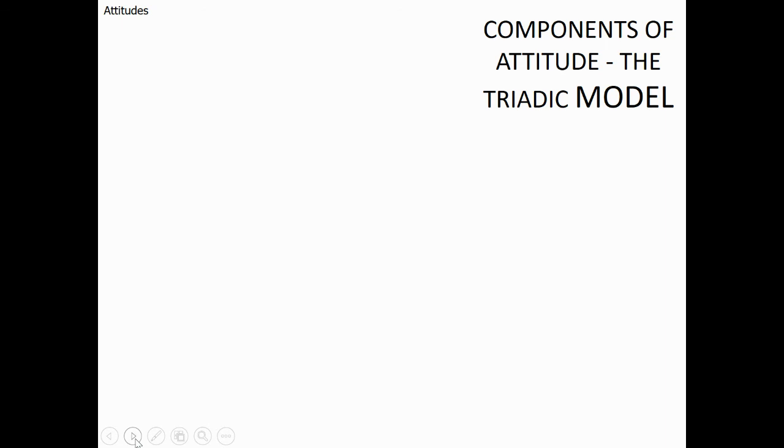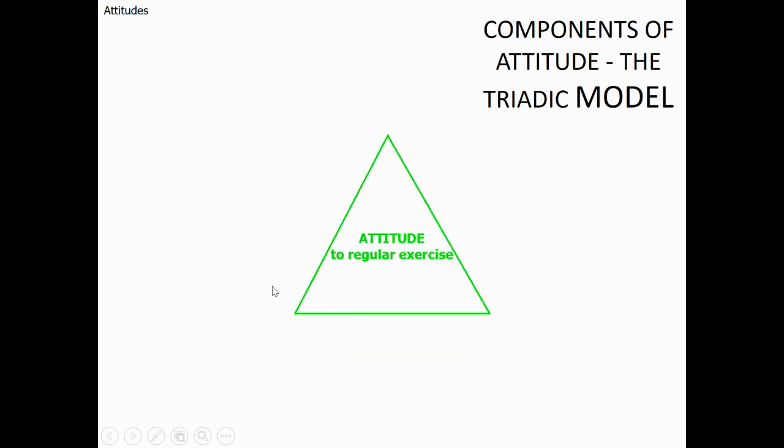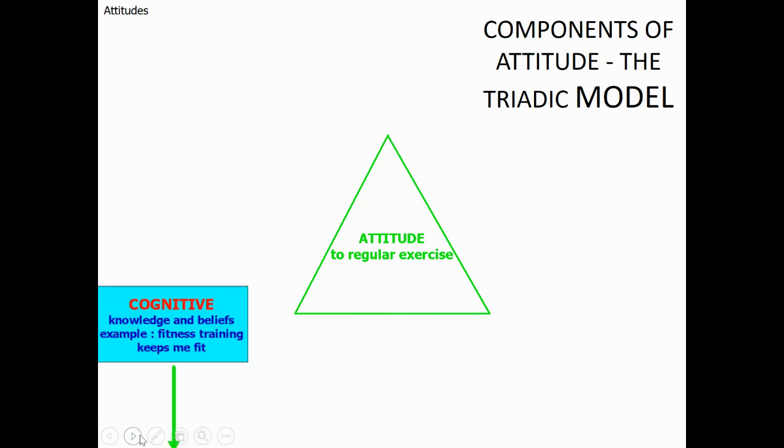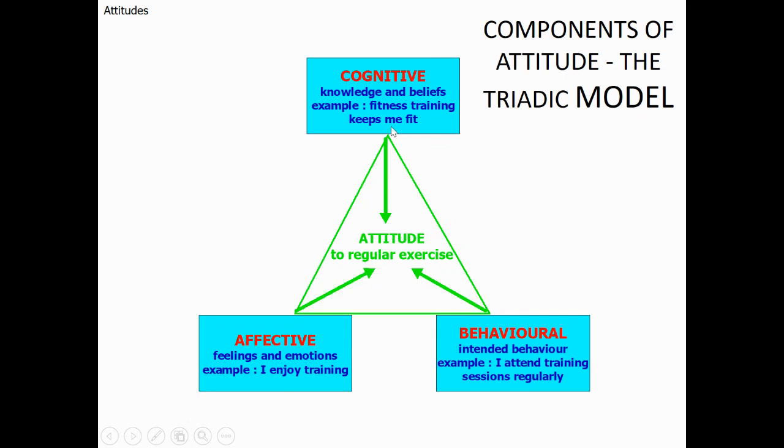The final one really in this section is we might discuss how we formulate or gain an attitude. So this is the triadic model, basically a triangle, and three things that might formulate this whole attitude to regular exercise. Bearing in mind that attitudes to regular exercise are very different between, say, someone who leads a sedentary lifestyle and someone who is perhaps an elite athlete. And we can see here a cognitive model, a behavioral model, and an affective model, all going in to formulate this attitude to, say, regular exercise.